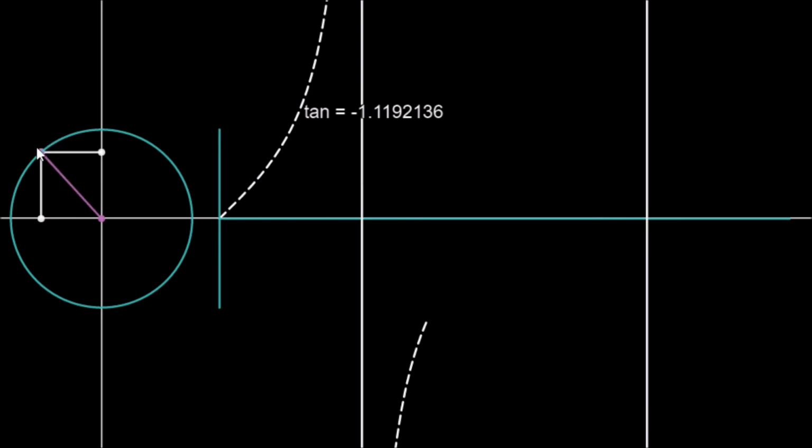Now whenever we head into the second quadrant, you can see now that the y value is still positive, but the x value is negative. So we've got a positive divided by a negative, which gives you a negative value. And you can see here that the tan function is negative in this quadrant.